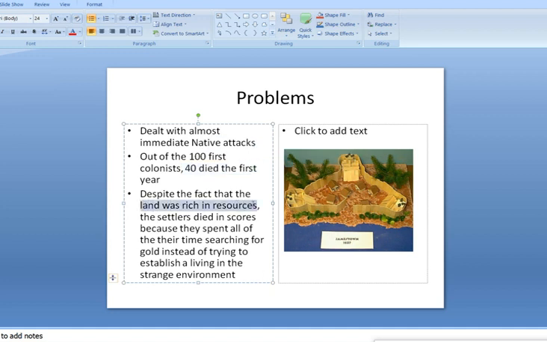Now, the land is going to be very rich with resources, some excellent farmland. So these colonists could very well have made plenty of money. But they're not making plenty of money. Why not? Guess what they're doing instead of farming that land and trying to make something out of it? They're looking for gold. And because they're spending all of their time looking for gold instead of actually trying to establish a living and survive, they're not going to have any food, so they're going to die.